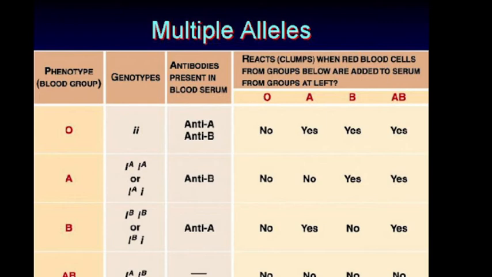All the members are written in a series or sequence such that each member is dominant to all those written after it and recessive to those written before it, like you see on your screen.